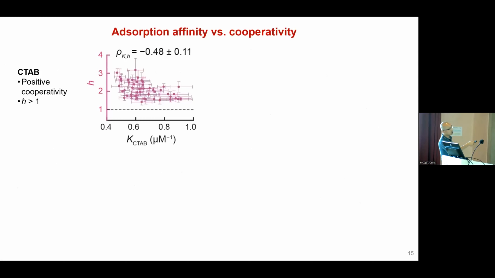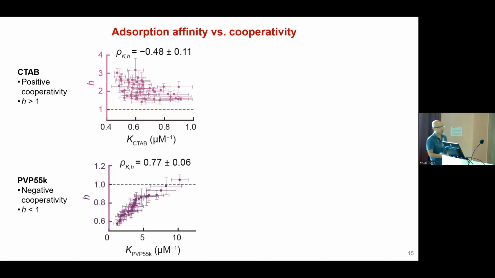You can see you have a clear negative correlation. With increasing affinity, the H value is approaching 1. Okay, 1 is no cooperativity at all. So stronger adsorption, weaker cooperativity, approaching 1.